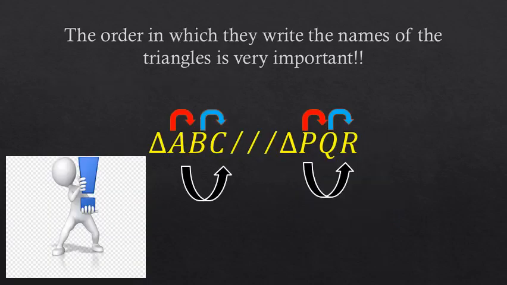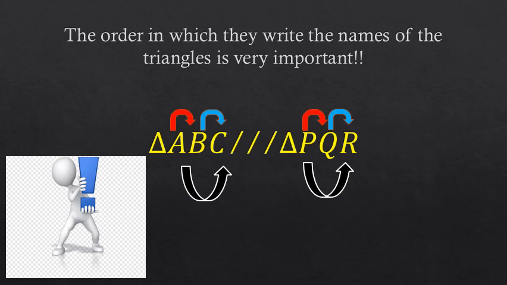The way they write the names of the triangles is very important. I always call it the smiley face write-up. The length of AB would be in proportion to PQ, the length of PQ. And the length of BC would be in proportion to QR. So the first 2 is related to the first 2 of the second triangle. The second and the last is related to the second and the last. And then the first and the last is related to the first and the last. So it always looks like a little smiley face.